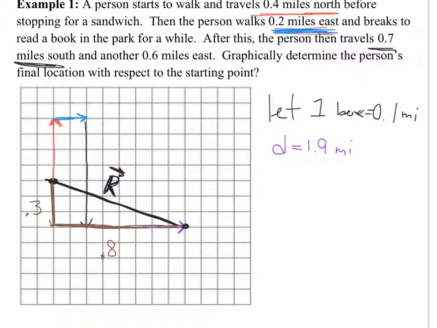But they walked 1.9 miles so that they could stop in the park and enjoy lunch and read a book and do all that other stuff. But in the end, it doesn't matter the path traveled. The displacement is still the same.